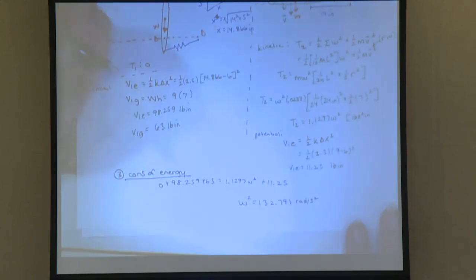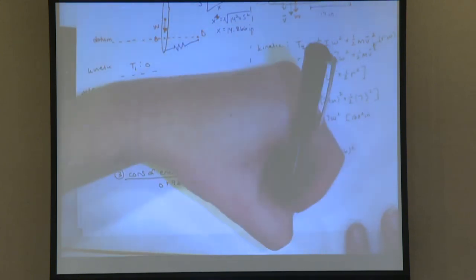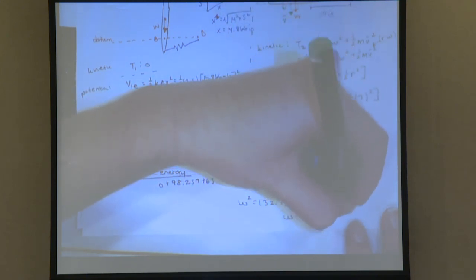Omega squared is 132.791 radians per second squared. So take the square root, take the positive value. Omega is 11.524 radians per second.